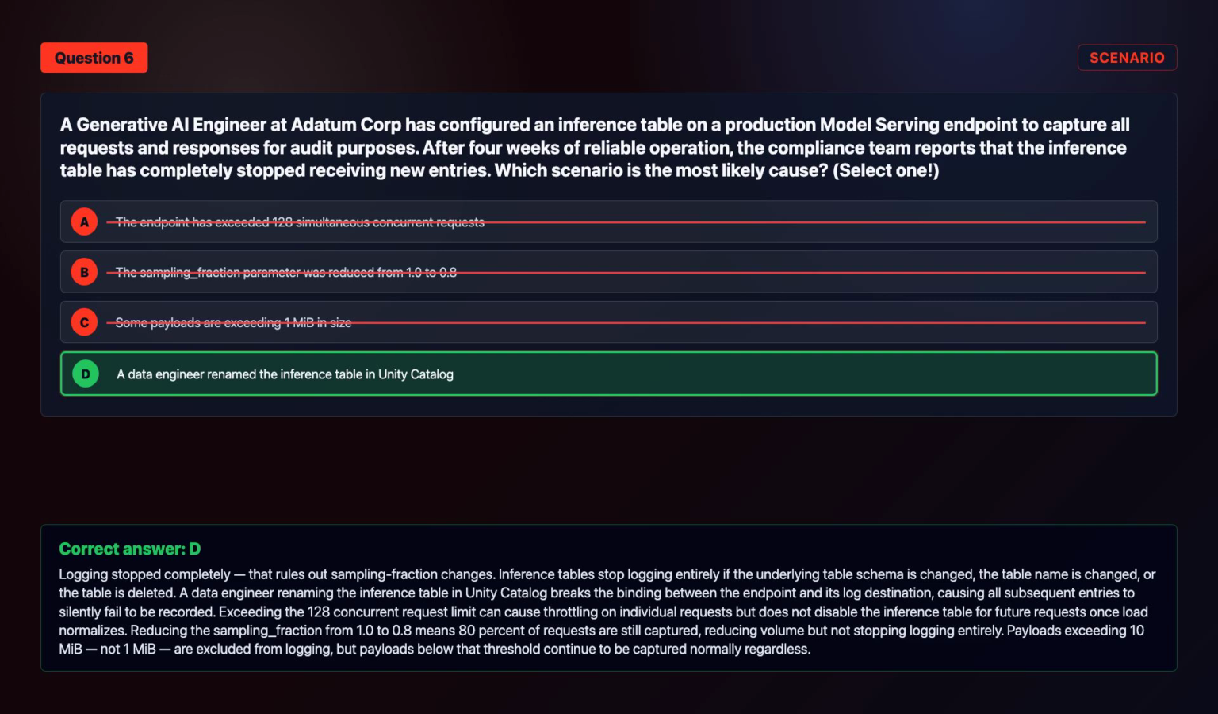Exceeding the 128 concurrent request limit can cause throttling on individual requests, but does not disable the inference table for future requests once load normalizes. Reducing the sampling_fraction from 1.0 to 0.8 means 80% of requests are still captured, reducing volume but not stopping logging entirely. Payloads exceeding 10 MB, not 1 MB, are excluded from logging, but payloads below that threshold continue to be captured normally regardless.